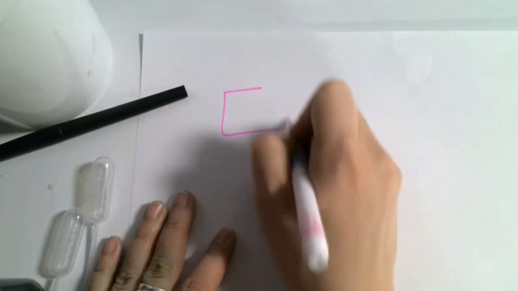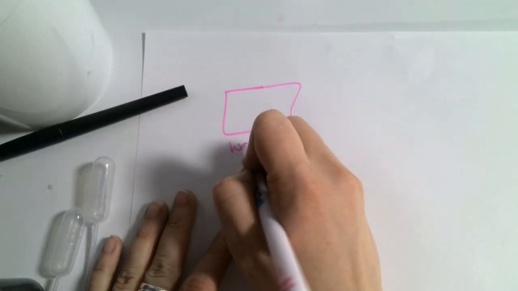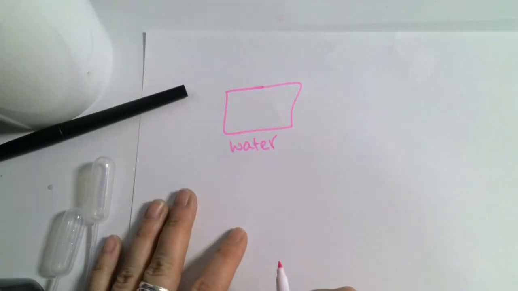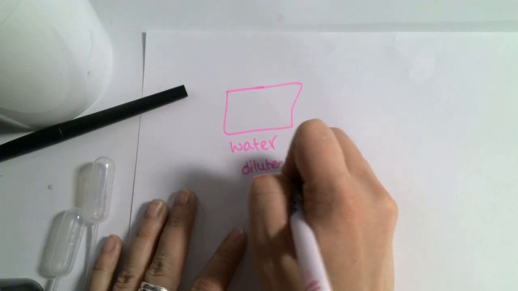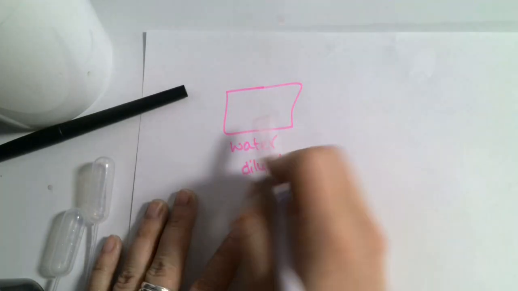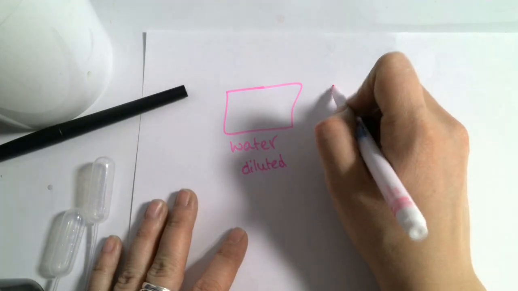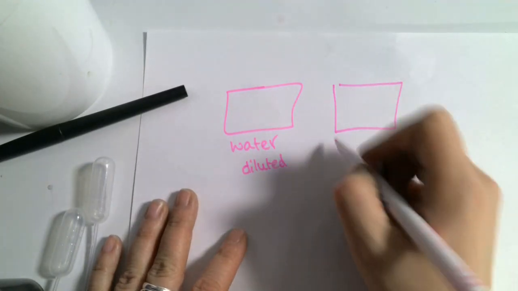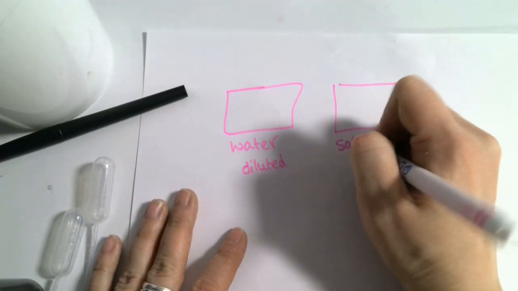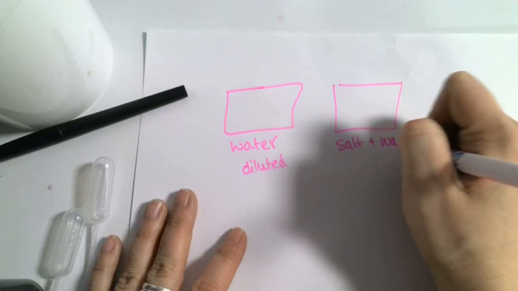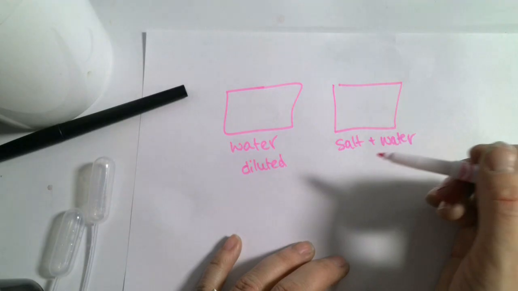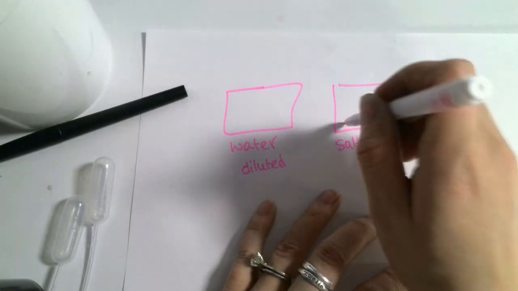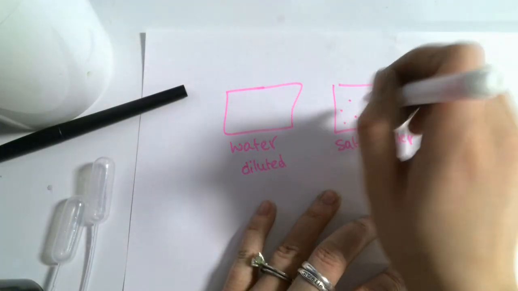So the one that is just water does not have any particles in it. We would say that it's diluted because it actually doesn't even have any solute in it. Over here, we've got a solution of salt plus water. And if you drew the particles of salt in there, obviously you can't see the salt because it's dissolved, but it would look more like this.